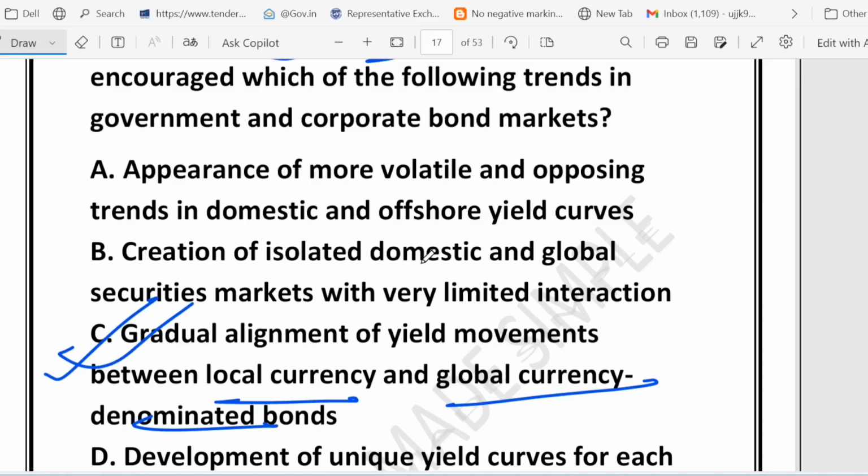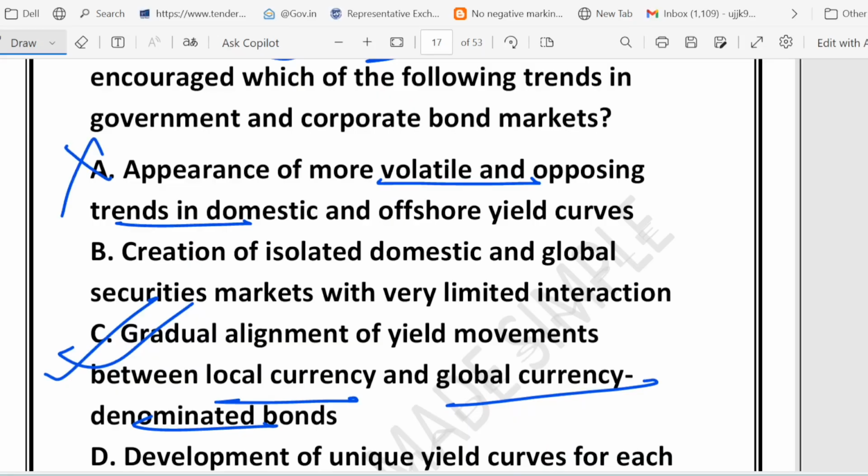What option number A say? A says appearance of more volatile and opposing trend in the domestic and offshore yield curve. This is completely wrong. This is opposite of what is happening. Liberalization breaks barrier. It does not create isolation. Rather, it breaks the barrier. It encourages cross-border flow. It encourages more integrated market. So that's why option number A is wrong.